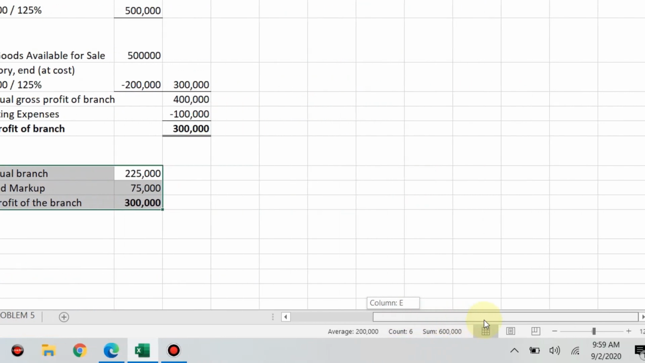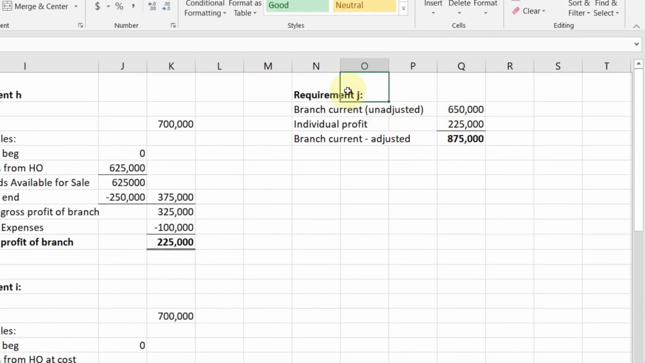Okay? So, yan. Last of the requirement is adjusted balance of the branch current account immediately prior to combining the financial statement. So, remember na ito yung reciprocal account. Another thing is, hindi alam ni branch na merong markup si HO doon sa binigay niya. So, clueless siya. Kaya, kung ano yung balance ni investment in branch ni HO, yun din yung balance ng HO current account ni branch.